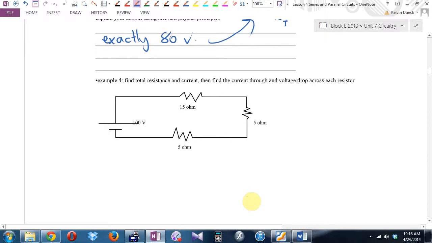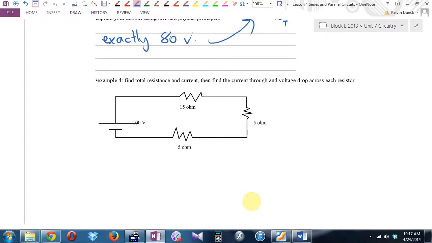Example 4 says, find total resistance and current, and then find the current and voltage drop through each resistor. You know what? Solve this circuit. What that means is find 3 things on every resistor, or we could find 4. We could find power as well, because it's V times I. I'm not going to do power today because it just clutters up the diagrams, but understand if you know 2, you know 4. I flogged that to death last lesson.